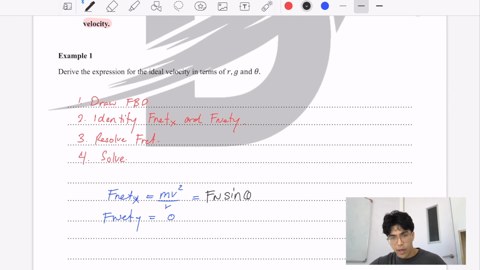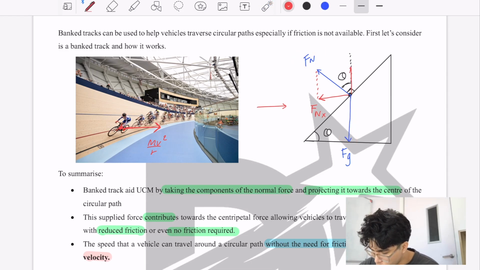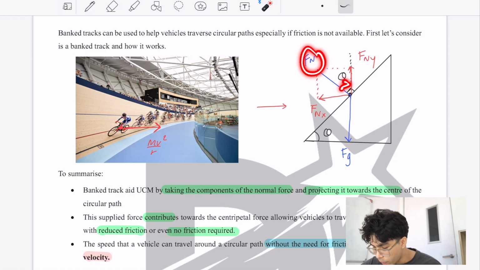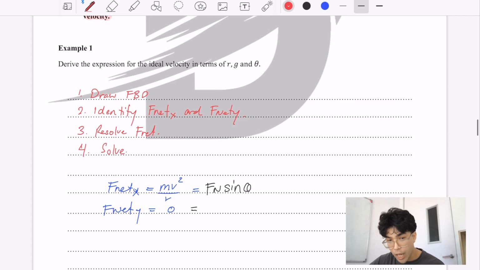Moving on, let's have a look at the F net Y. In the y-axis, how many forces do you have? Well, as you can see here, the gravitational force acts down. But you also have the y component of your normal force. So this component here, we're going to call Fny. And what's Fny equal to? Here's Fn, here's the angle. You're moving towards the angle, it's Fn sine theta. So here, again, taking upwards to be positive, that's going to be Fn sine theta.